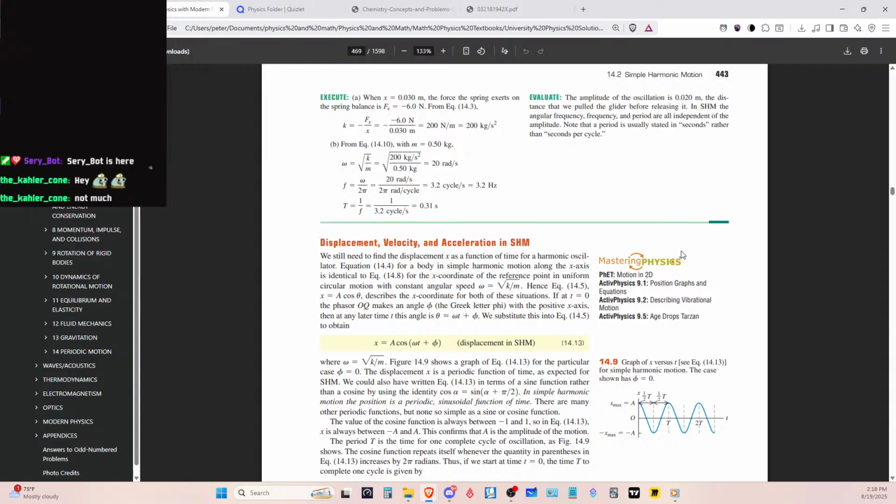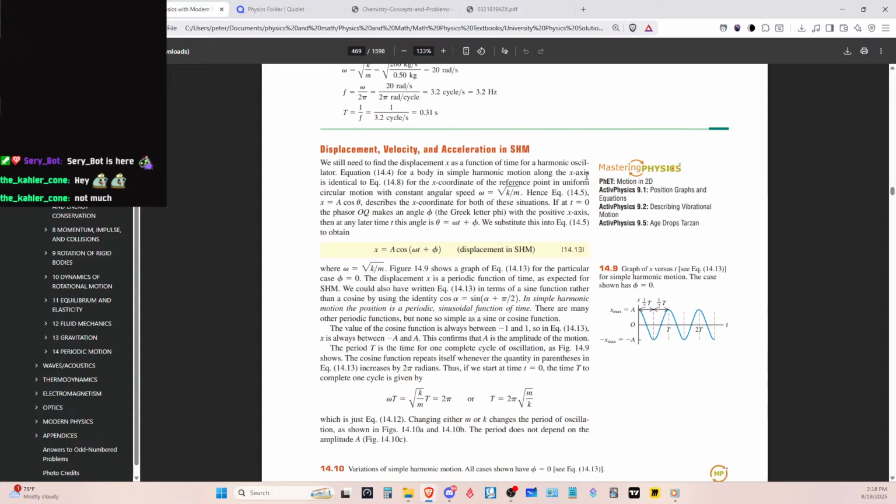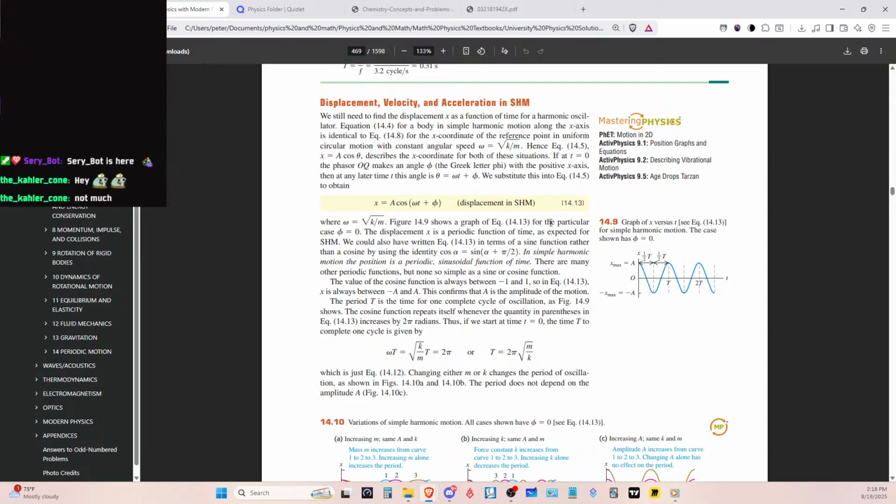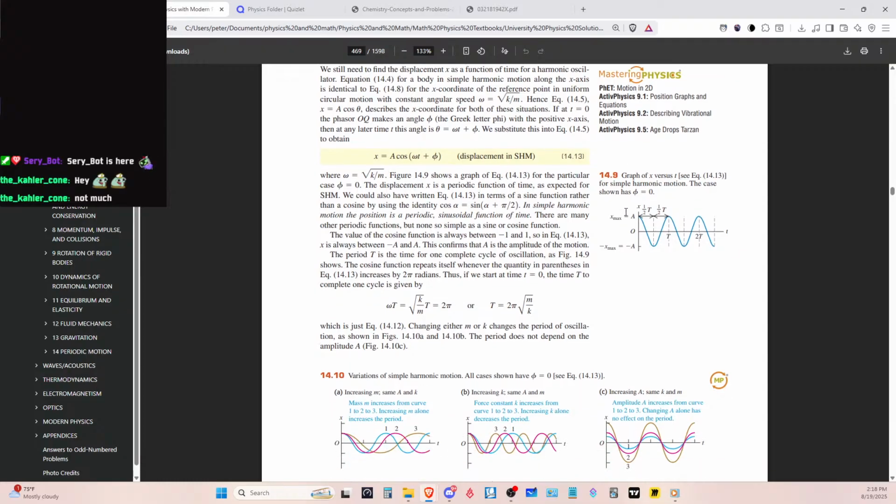Alright, so what's next? Displacement, velocity, acceleration, it's a simple harmonic motion. Okay, so we got a typical trig function here.